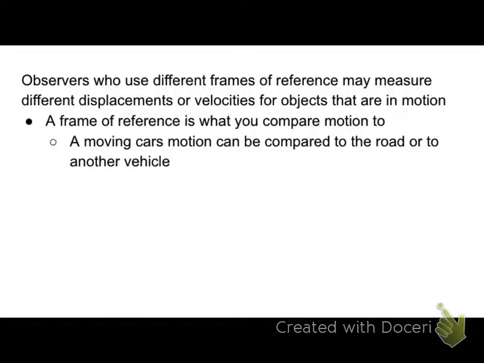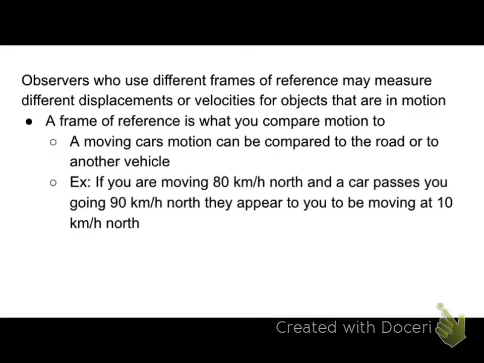A moving car's motion can be compared to the road, or you can compare a moving car's motion to another vehicle. And if that vehicle is in motion in a different direction, that's going to affect the motion as you describe it. Example, if I'm moving 80 kilometers per hour north and a car passes me going 90 kilometers per hour north, to me, it doesn't look like they're going 90 kilometers an hour, right? That's why when you're in a car and cars pass you, they don't appear to be going as fast as when you're standing on the side of the road and a car passes you, because you're comparing their velocity to different things.